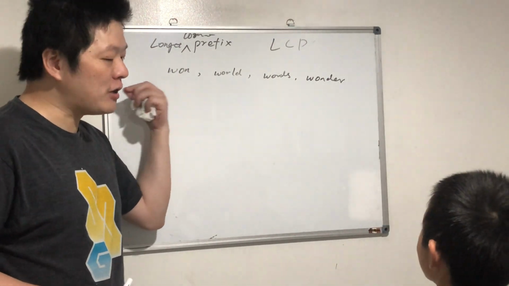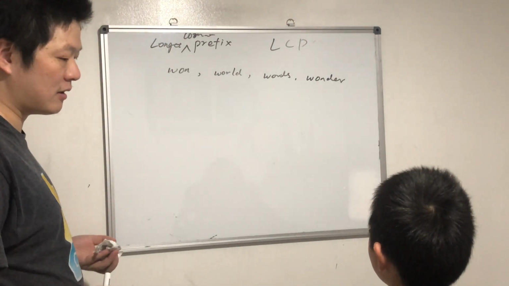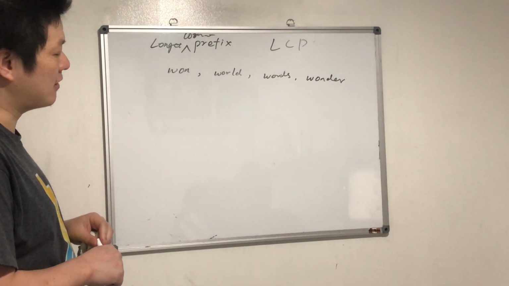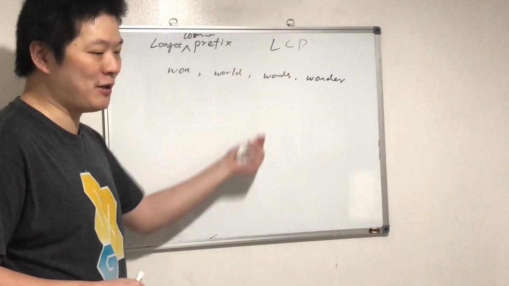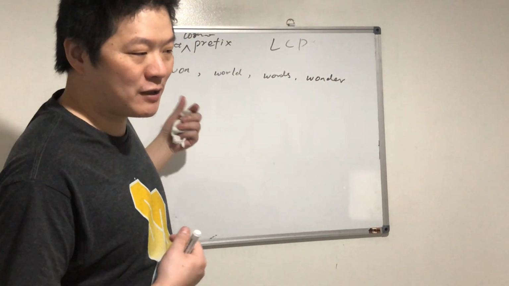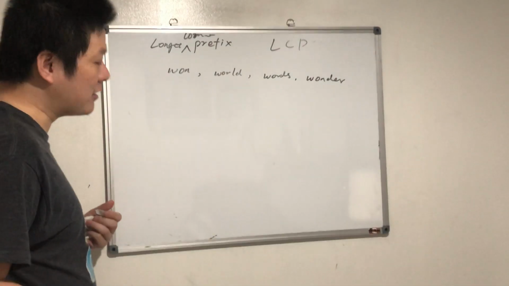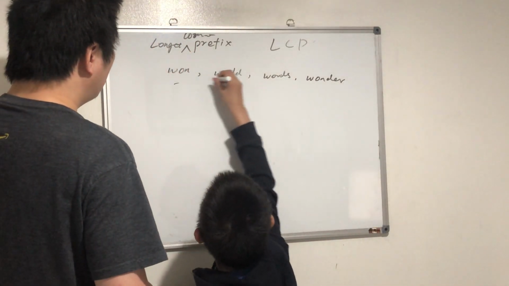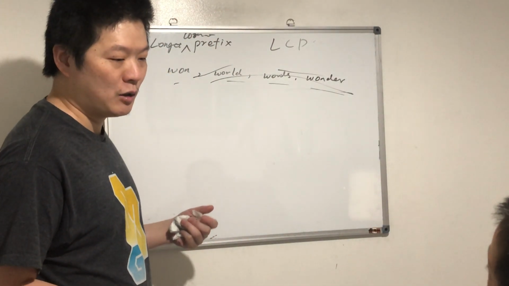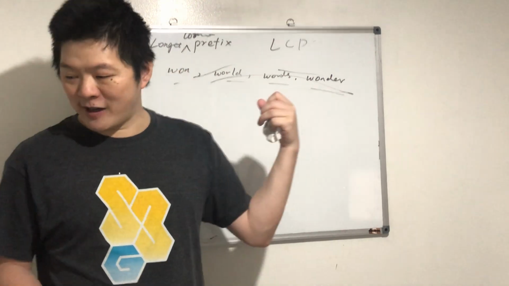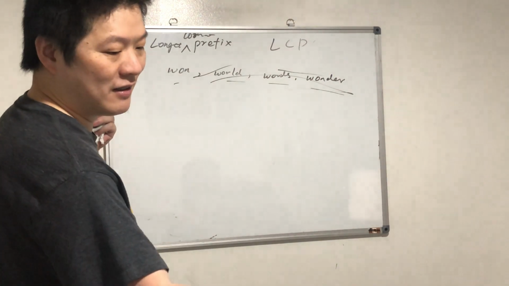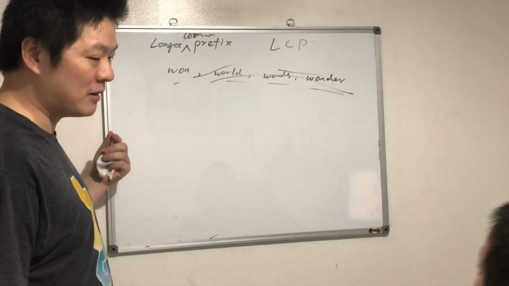I hear they begin with a W, so I don't need to start from W. I can start on the next letter. Yeah, WO. Okay, so any thoughts how we tackle this problem? How are we going to solve this problem? Eric, any idea? Ryan, how are we solving this problem?